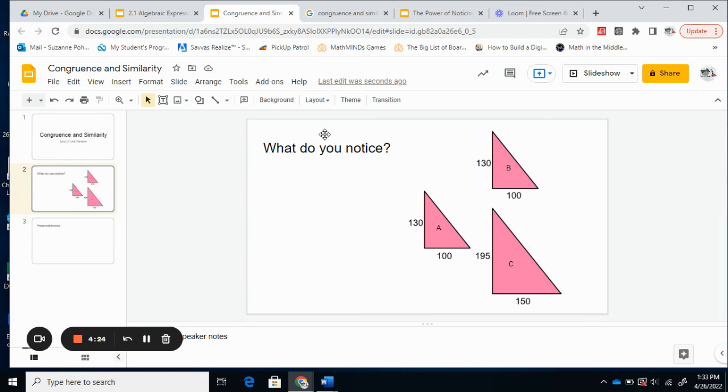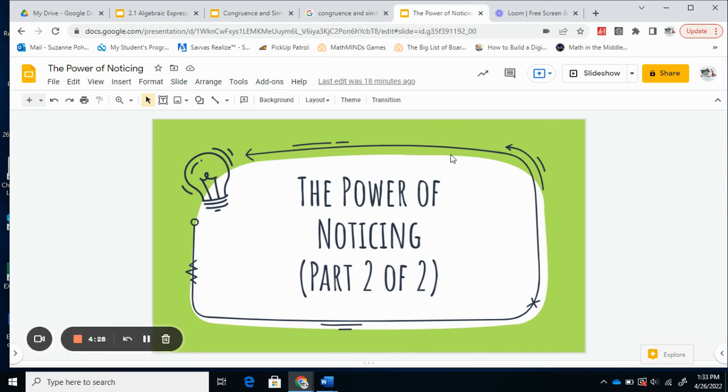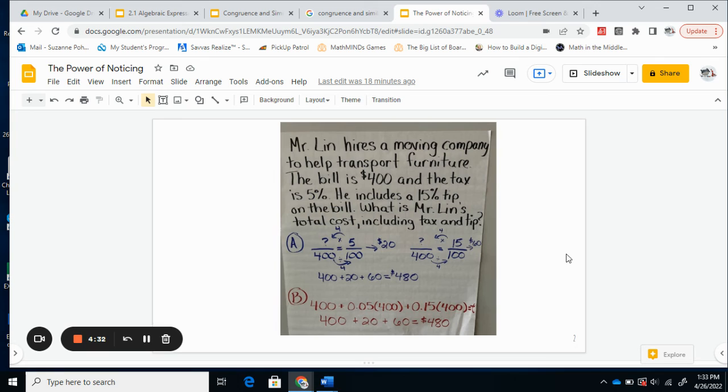So that's 2 ways. The third way I like to do noticings is I like to take chart paper, and I love to have them notice things in word problems. And I like to have them make sense of student work. And that's really about checking for reasonableness. So I have this example with Mr. Lin. It's a word problem.